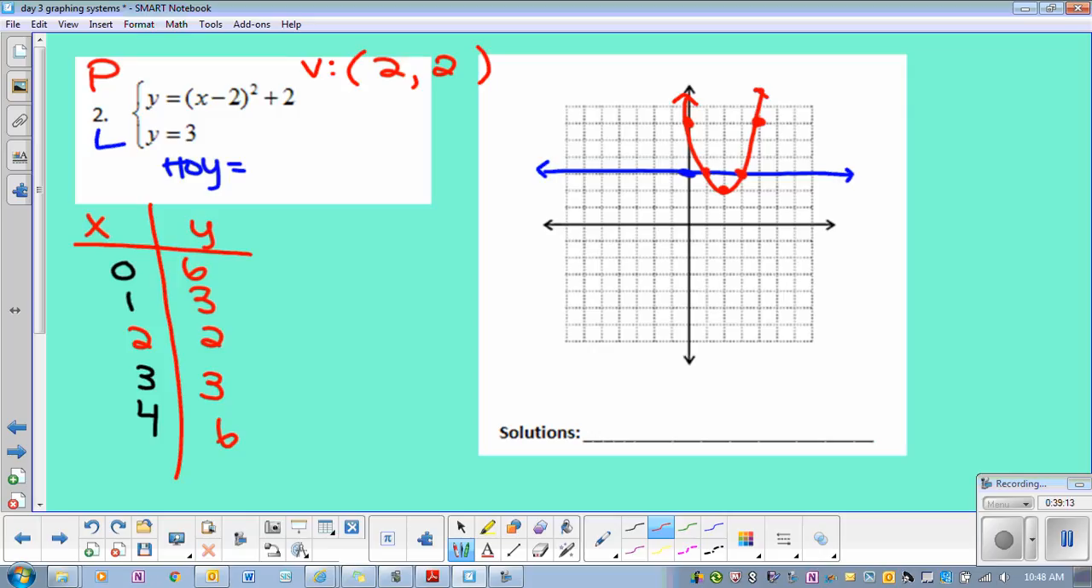So what are my solutions here, guys? I have 2 of them. What are the solutions, the intersecting points? Are we okay with this? All right. Are we okay with this? Any questions?